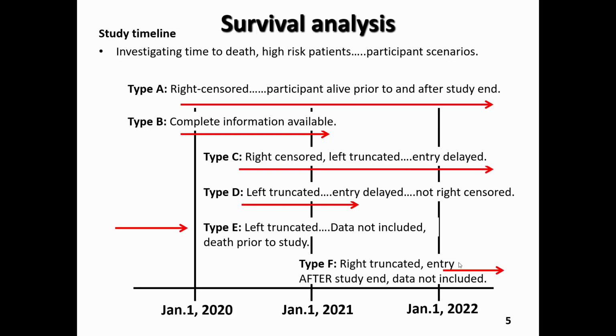After the study ends, oftentimes a patient or a case has been identified. And so here we would say this is right truncated, and entry after the study ended, these data would not be included. So if this represents a patient that undergoes the treatment that was studied in this study, but because this patient was identified and entered into the treatment after the official closure of the study, these data would not be included. These would just simply be referred to as right truncated.